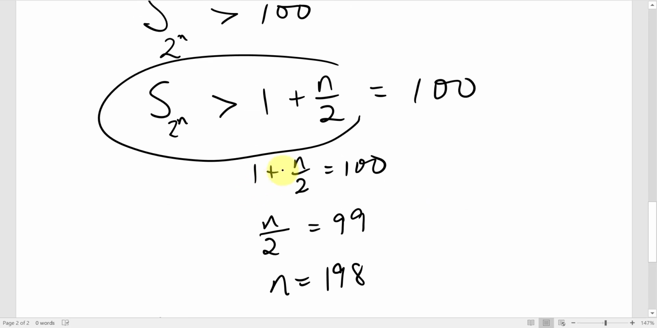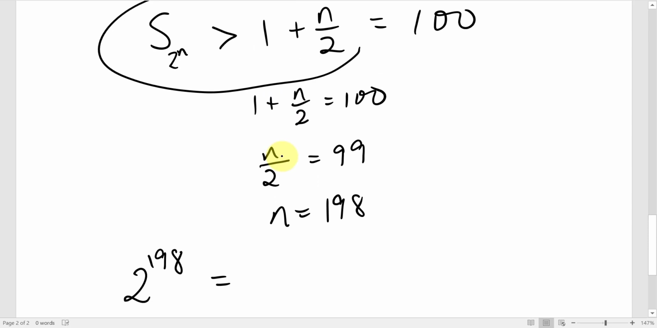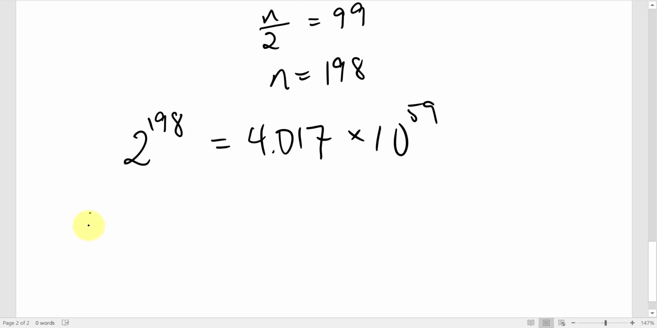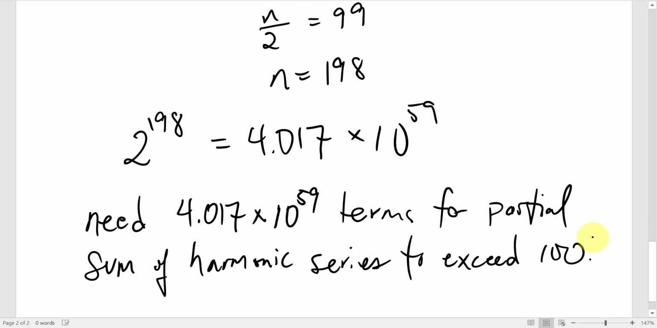So 1 plus n/2 equals 100 means that n/2 is 99. So n equals 198. That means you have to double the number of terms 198 times. So that's actually 4.017 times 10 to the 59 power. So that's how many terms you need.